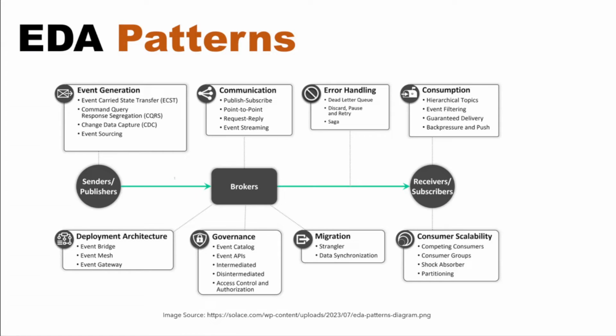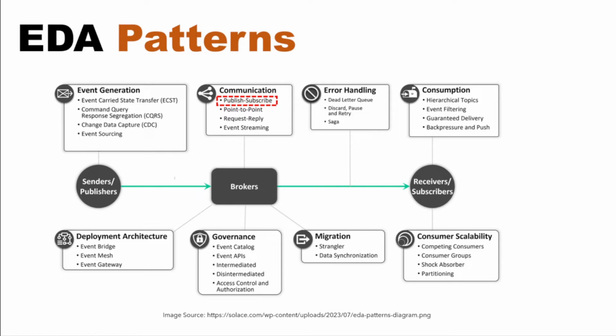Now let's look at the patterns in event-driven architecture. There are patterns concerning the different aspects of the architecture, including event generation, communication, error handling, consumption, etc. Now, it would be out of scope to go over each one of the patterns. I'll just mention the ones that are most often used. So, one of the most often used patterns is publish-subscribe.